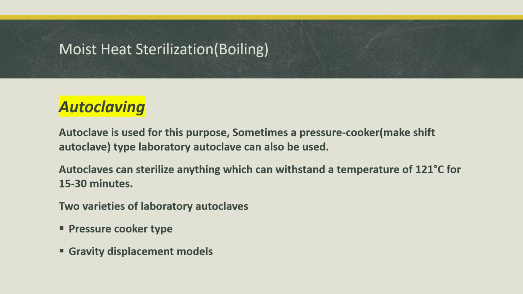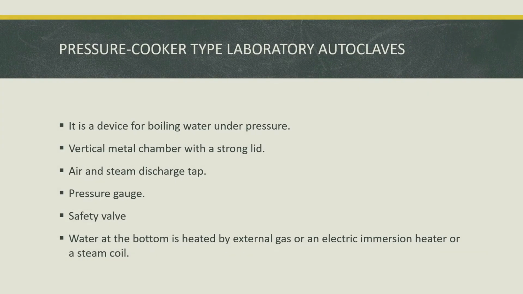Now, pressure cooker type laboratory autoclave, it is a device for boiling water under pressure. It is a vertical metal chamber with a strong lid. It has an air and steam discharge tap, a pressure gauge, safety valve. Water at the bottom is heated by external gas or an electric immersion heater or a steam coil. So let me show you with the picture.